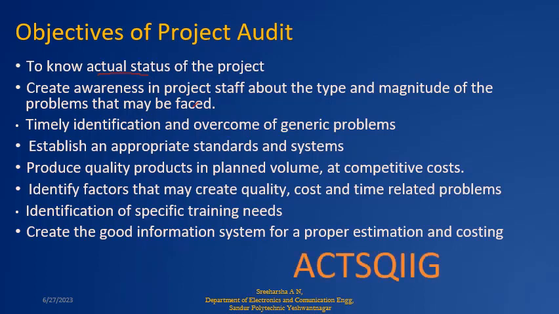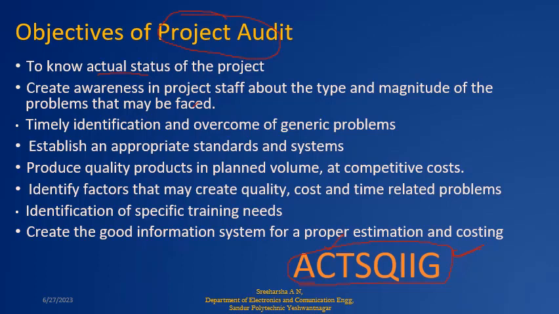And these points can be remembered using this word. We cannot say this is an acronym; it's a jumbled word, I think. So what we can say here is acts quick. We can just say this as acts quick. If you remember this acts quick, you can write all the points that are related to project audit.